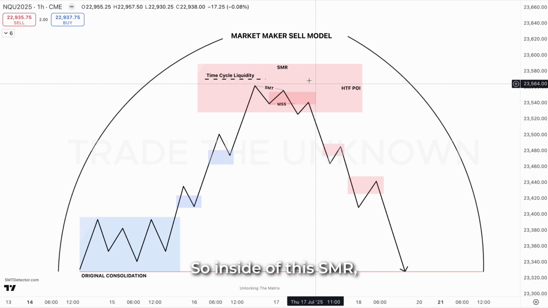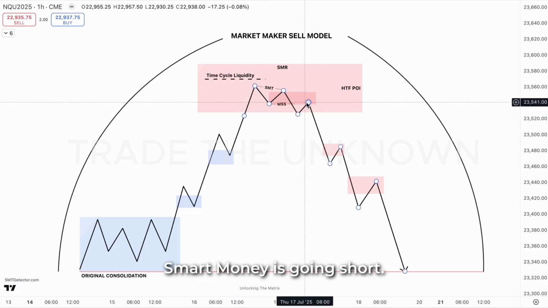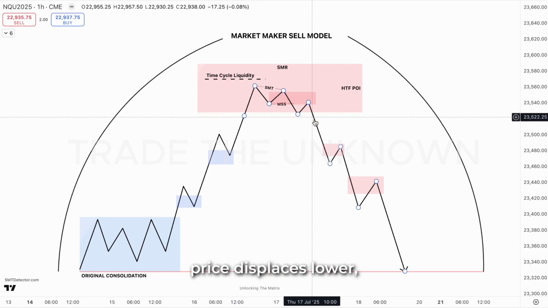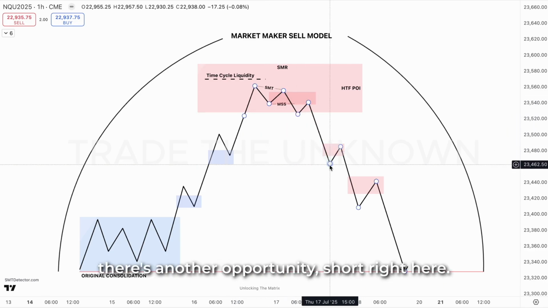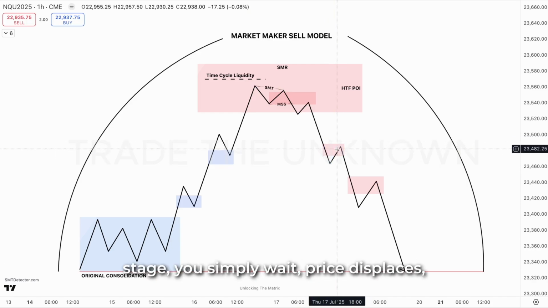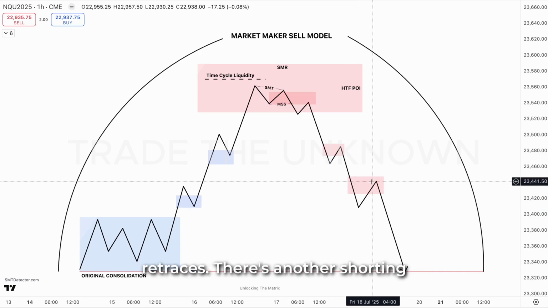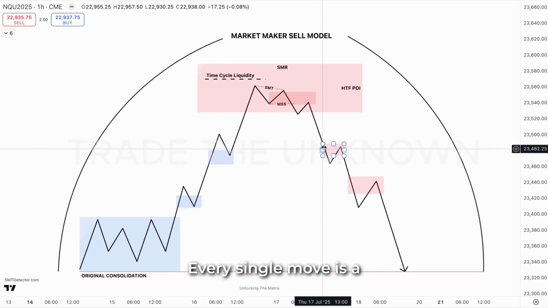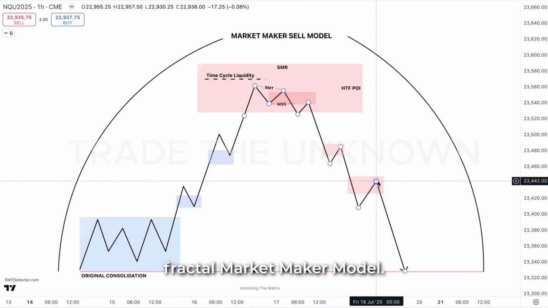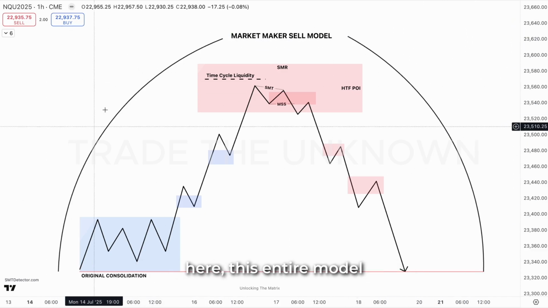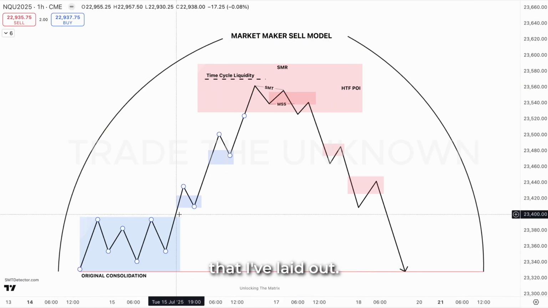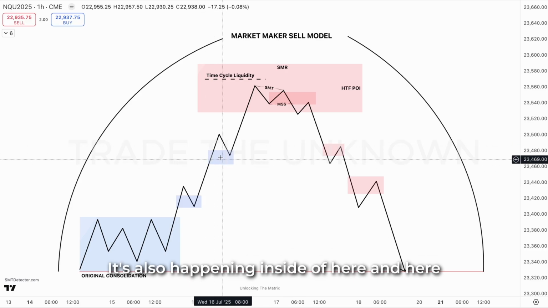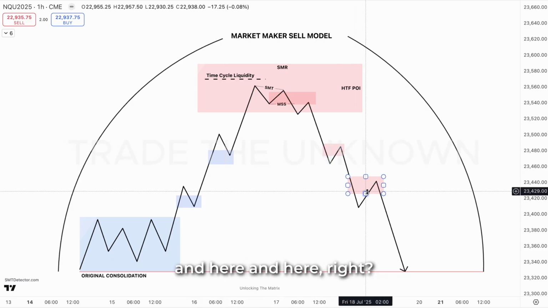So inside of this SMR, smart money is going short. And every single time price displaces lower, there's another opportunity, short right here. And if you miss out on this stage, you simply wait, price displaces, retraces, there's another shorting opportunity right here. This is what I want you guys to see. Every single move is a fractal market maker model. Just imagine this entire curve right here, this entire model that I've laid out. It's also happening inside of here, and here, and here, and here, right?